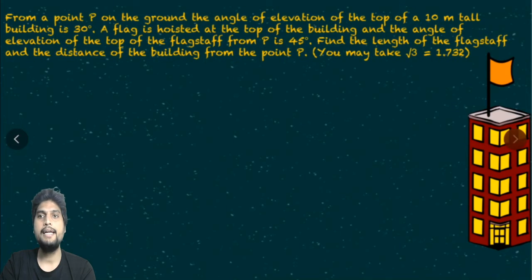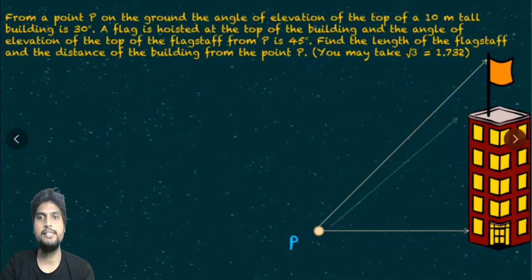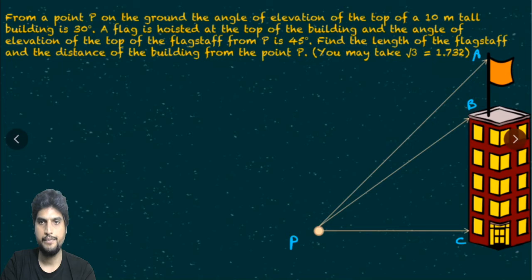Consider this is the building and this is the flag, and this is the point P from which we are observing. Let's draw the necessary rays, this and this one. Let's point this as A, this as B, and let's call this C, where C will be the right angle. Let's call this distance D. This is given as 10, and the length of the flag staff, let's call it X. Now we have these two triangles, where the angle of elevation is 30 degrees, and the angle of elevation to the top of the flag staff is 45 degrees. We have to apply ratios to these two triangles.